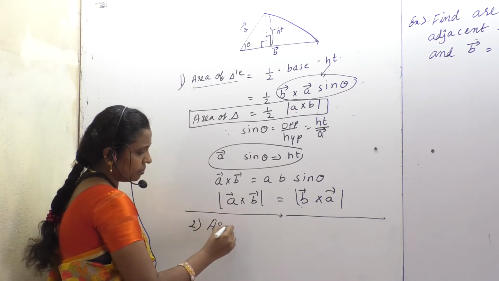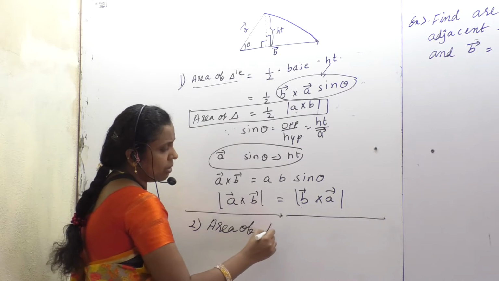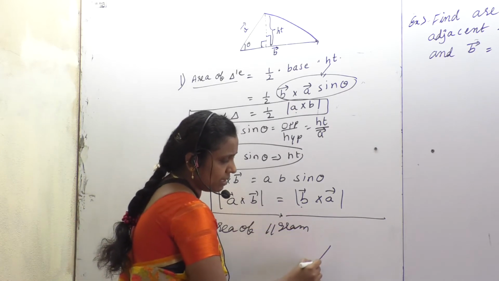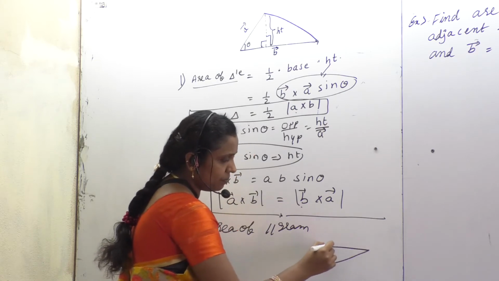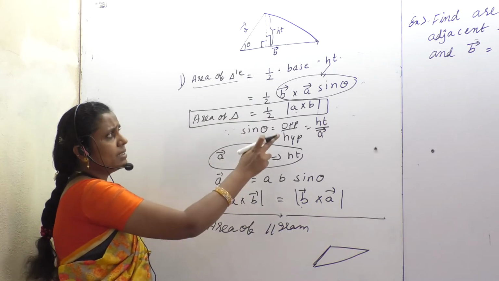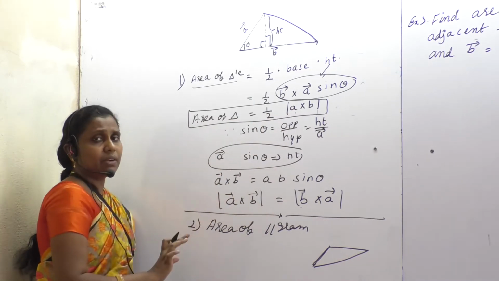Area of parallelogram. So parallelogram means, see, this is one triangle. Am I right? So one triangle, its area you have seen, this is nothing but half into A cross B.